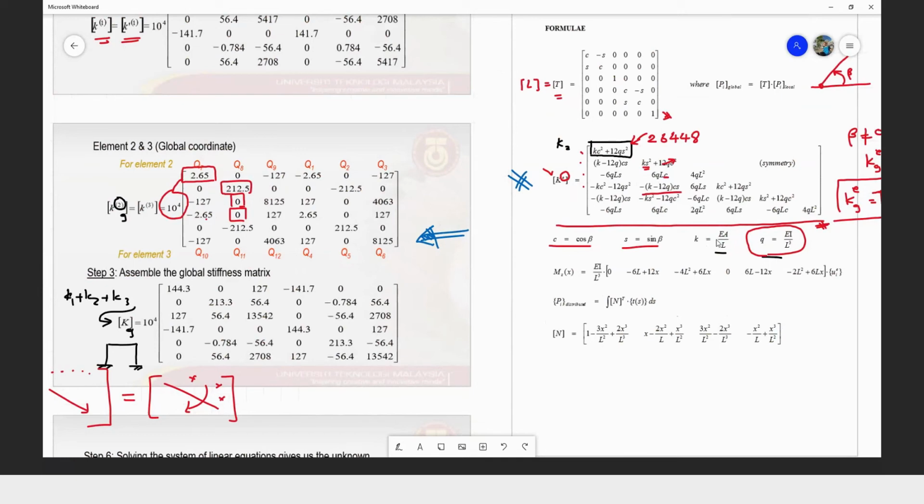If we have a little more time, can we try to verify this 2 QL square, which is the number that should be equivalent to 4063 times 10 to the power of 4.